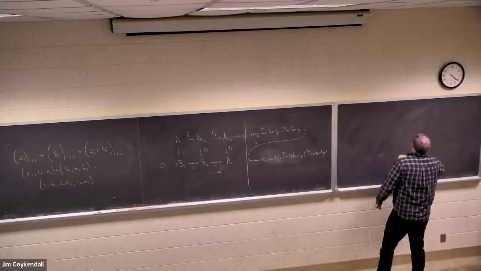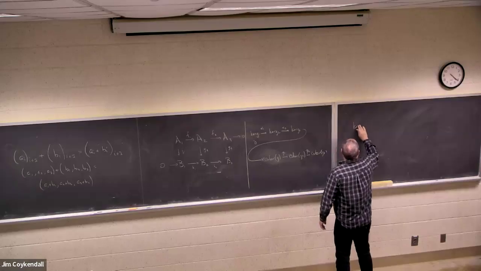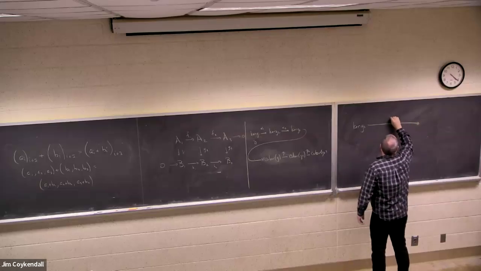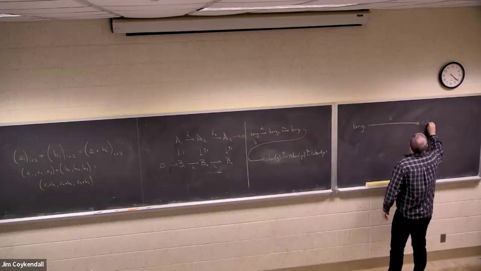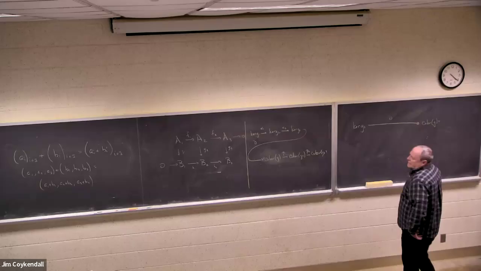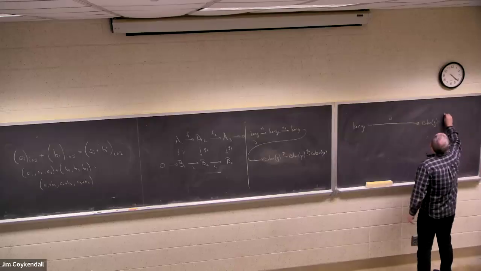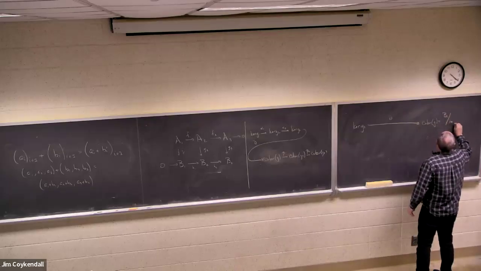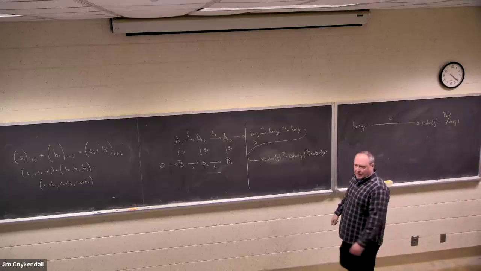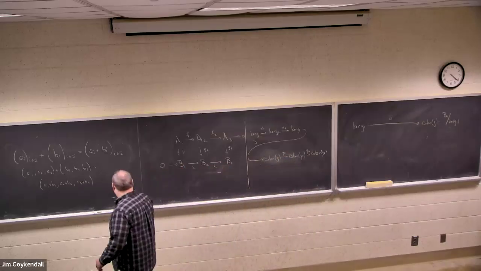Now remember, you have the kernel of G3, co-kernel G1, and the co-kernel of G1 is B1 over the image of G1, right? So the question is how does the snake thing work?